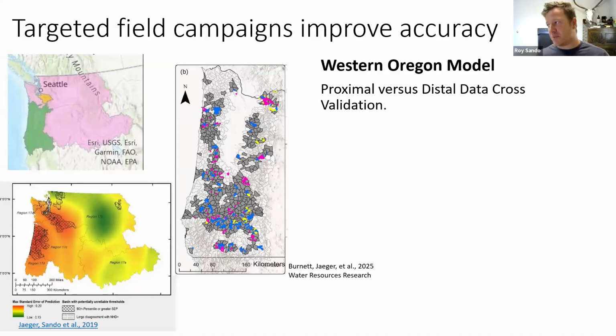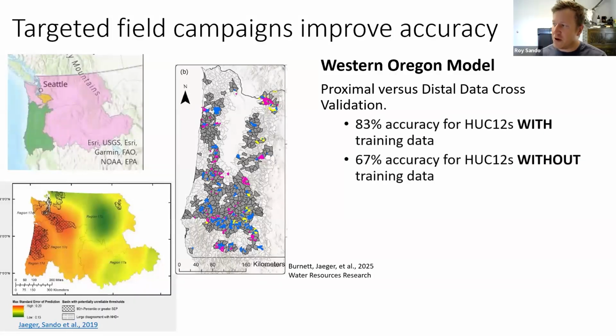So what we call this is proximal versus distal data cross-validation. We isolated those basins that had data included in them and looked at the cross-validation results for those basins versus the basins that did not have any data within them. And what they found was for basins with data located within the basin, the model accuracy was 83%. However, when you look at basins without any data, that model accuracy dropped down to 67%.